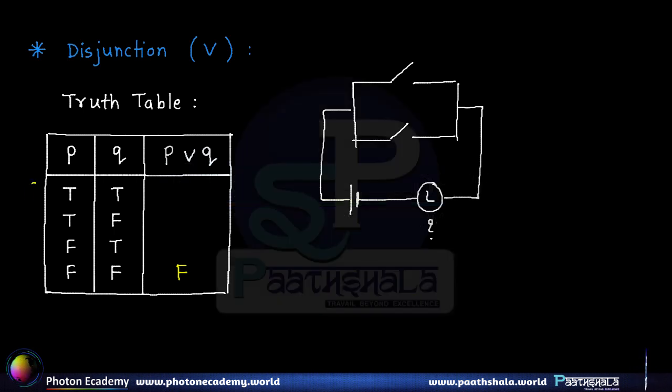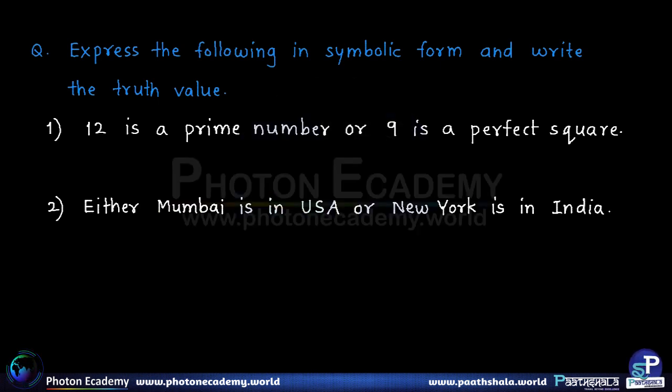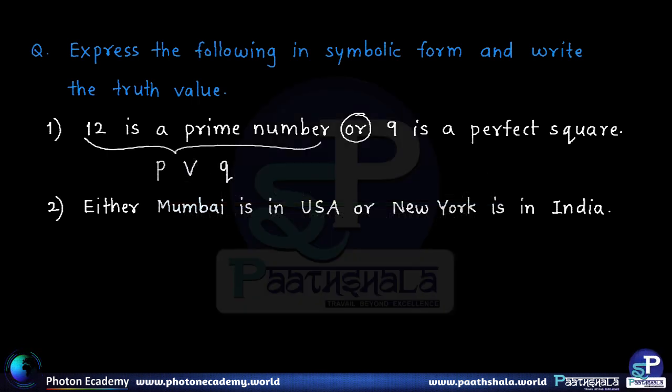So when either of the two statements is true, that makes the entire disjunction true straight away, right? So let's go ahead and solve a question based on this: express the following in symbolic form and write the truth value. Here we have: 12 is a prime number or 9 is a perfect square. Because of the OR, it makes it P or Q, where P stands for the statement 12 is a prime number and Q stands for the statement 9 is a perfect square.